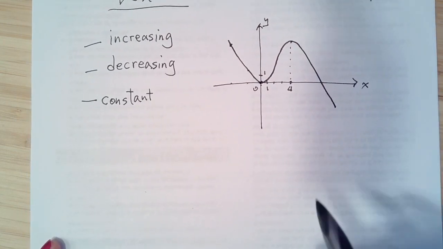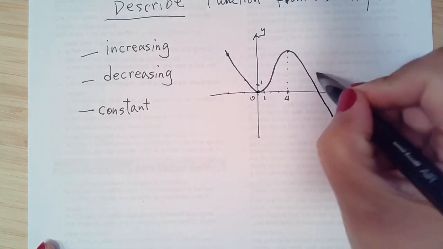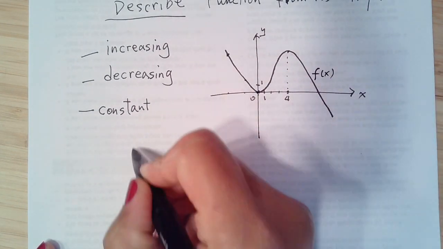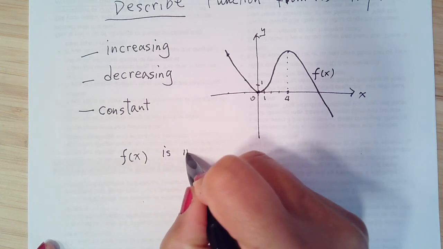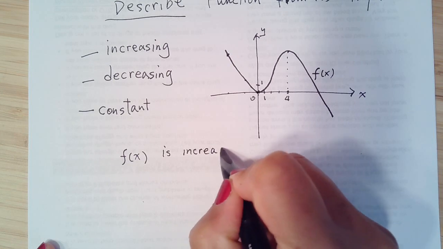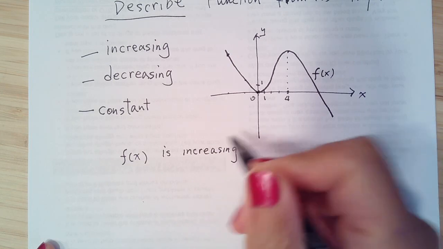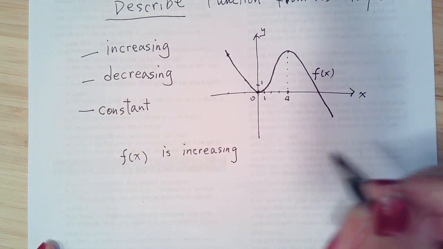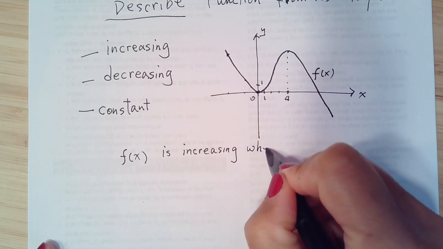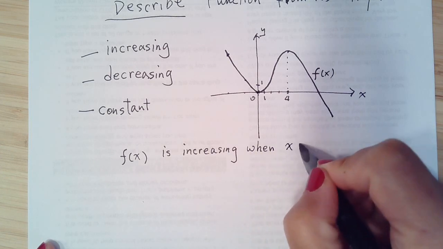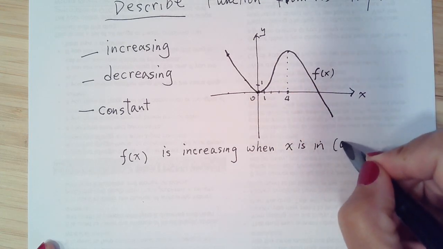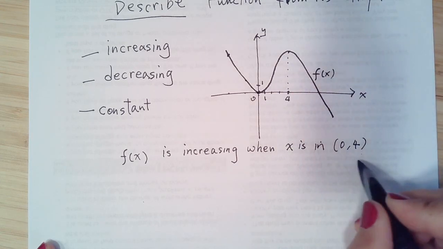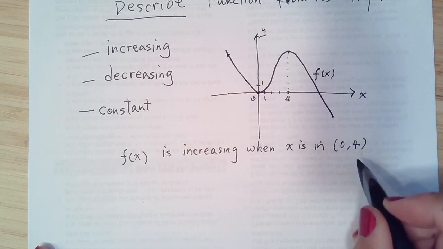Now, what about this, it is f of x. So we're going to say f of x is increasing when x is increasing from here, from 0 to 4, right? This is an interval notation, okay? This is not a point coordinate.